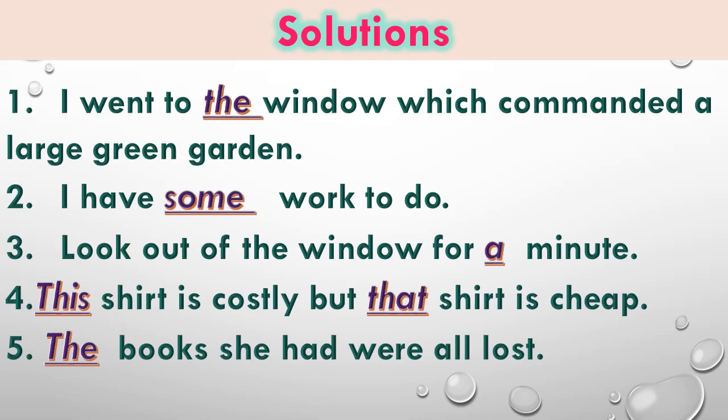Yes, students. Now, there is a definite article that we have used here. I went to the window. That means I went to that particular window which commanded the garden. I went to that window, not to any other window. So that means this window is specified or particular. So we have used the definite article the here. Okay, students? Good. Next is I have some work to do.